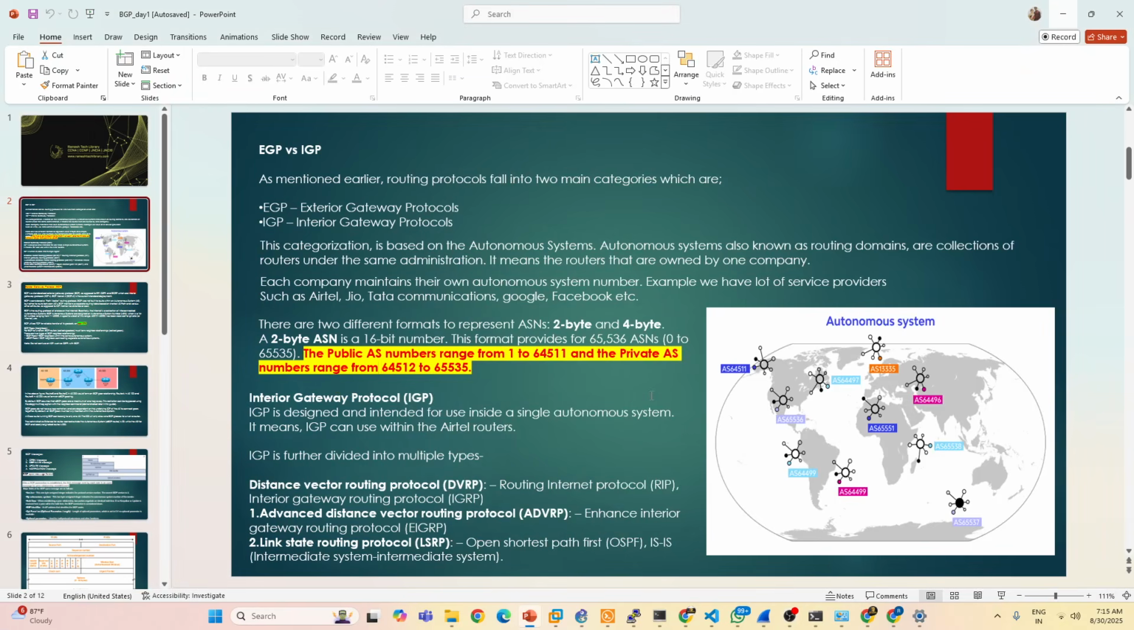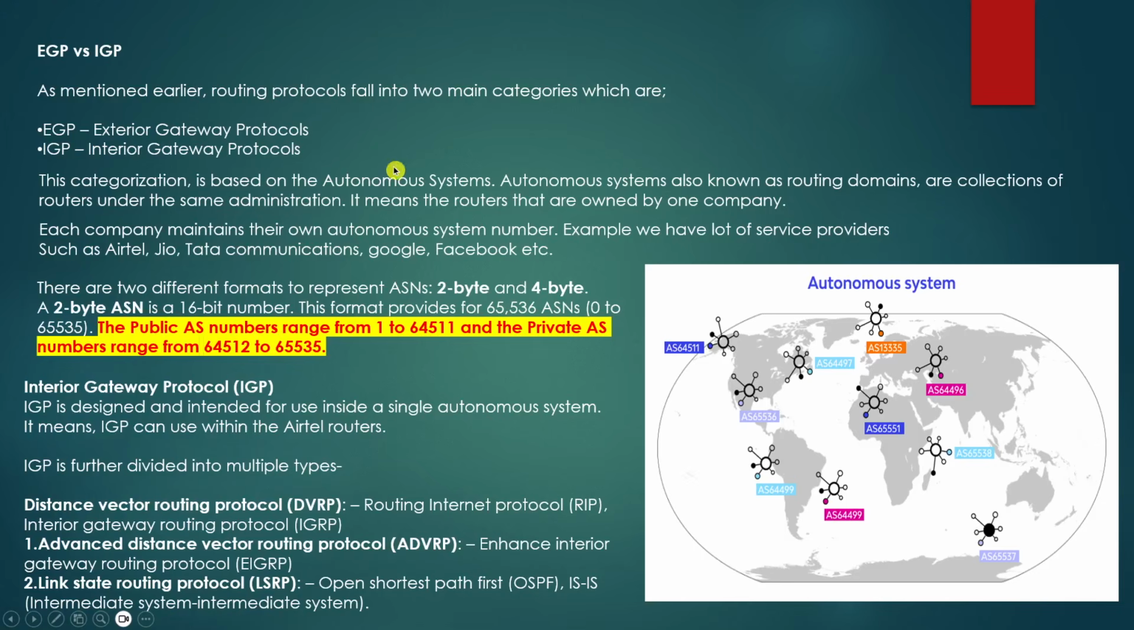Today is day one of CCNP, and I welcome all CCNA candidates for two classes. BGP is a very vast technology and it's very important. Routing protocols are divided into two types based on autonomous system number.